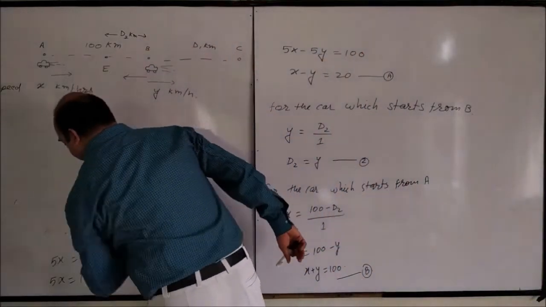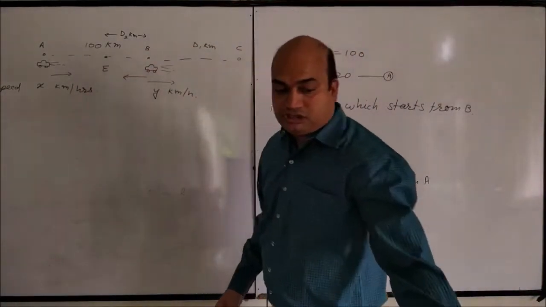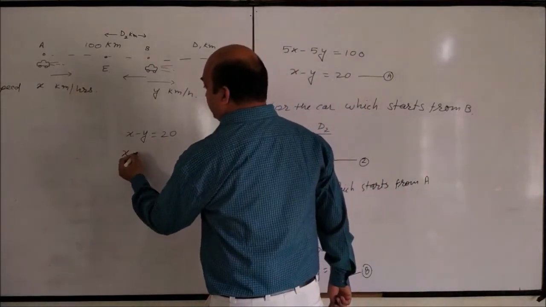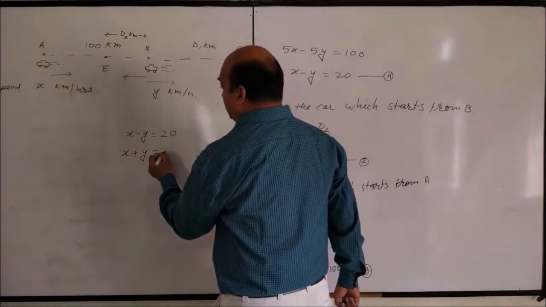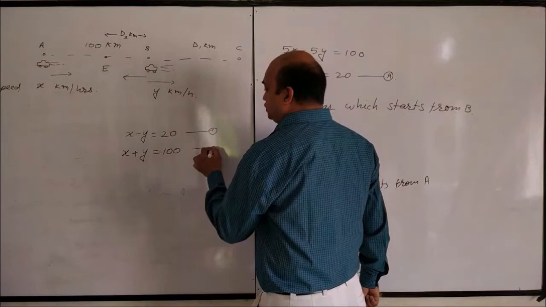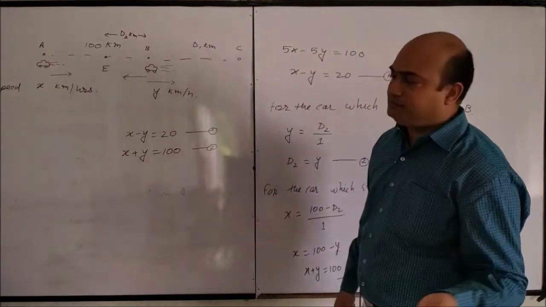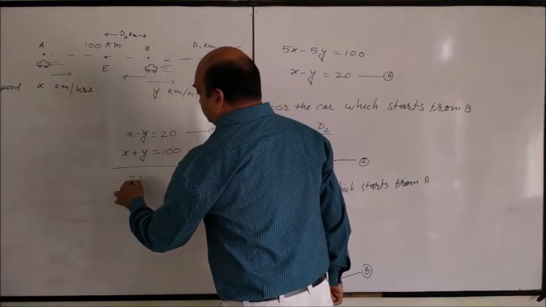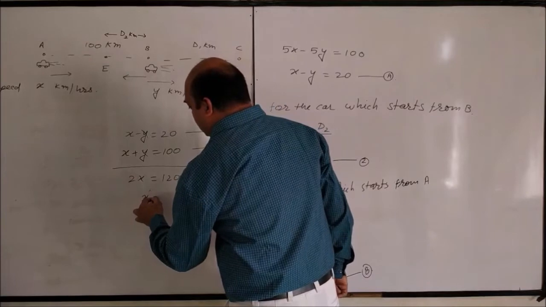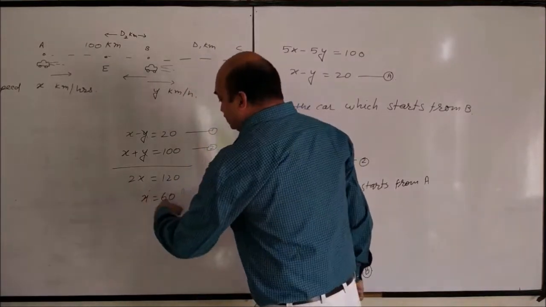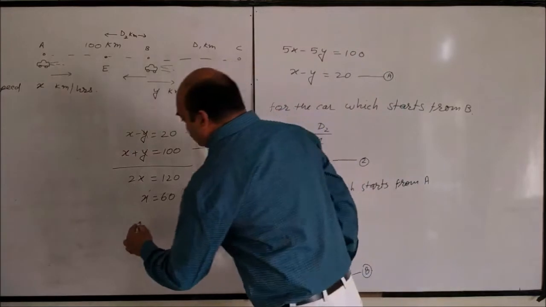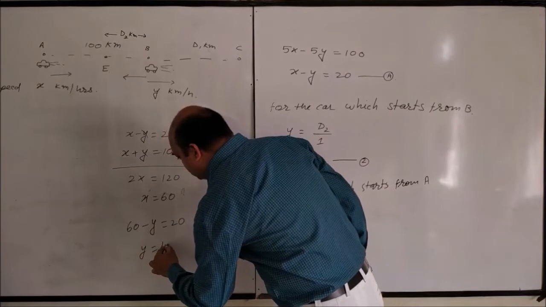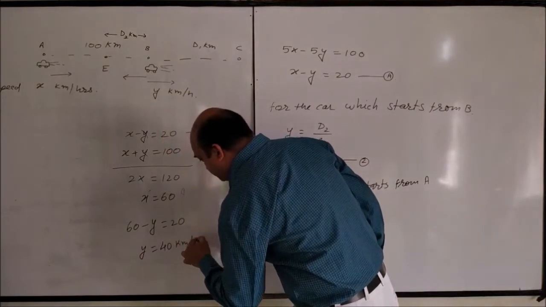You see, the first equation is x minus y is equal to 20, and the second equation is x plus y is equal to 100. This is the first equation and this is the second equation. A and B we have named whatever. You see, this y we cancel out and it will be 2x is equal to 120, then x is 60. This value of x we put in equation number 1, that is 60 minus y is equal to 20. Then y we will get 40 kilometer per hour.